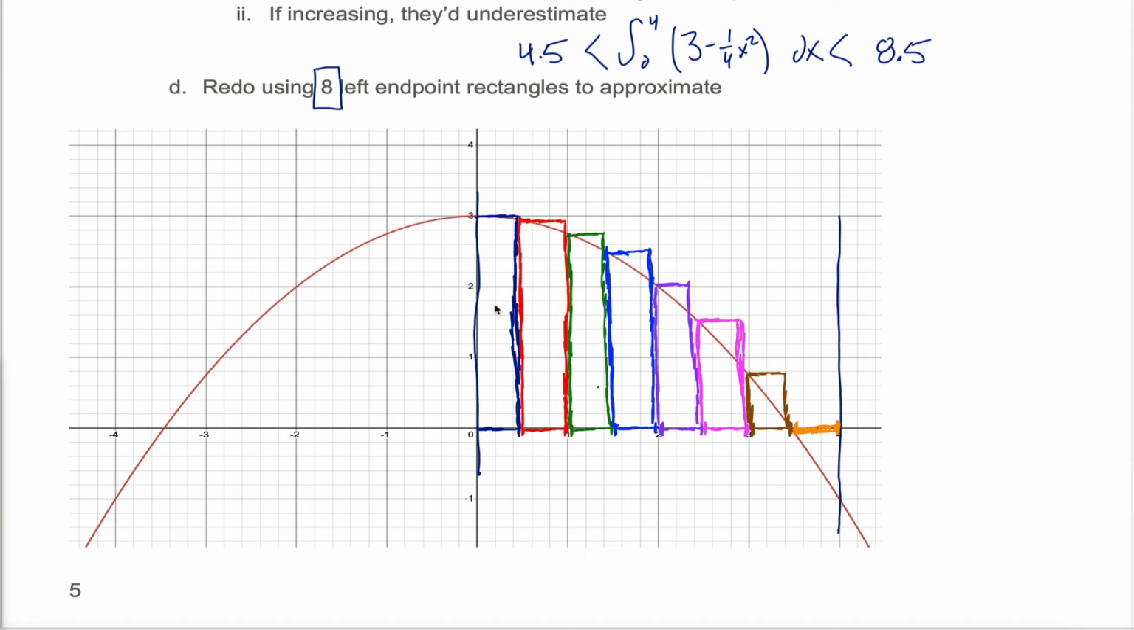You might think that that makes the area of this rectangle 3, but it does not, because the width of this rectangle is only 1/2. So a rectangle whose width is 1/2 and whose height is 3 has an area of 3/2.